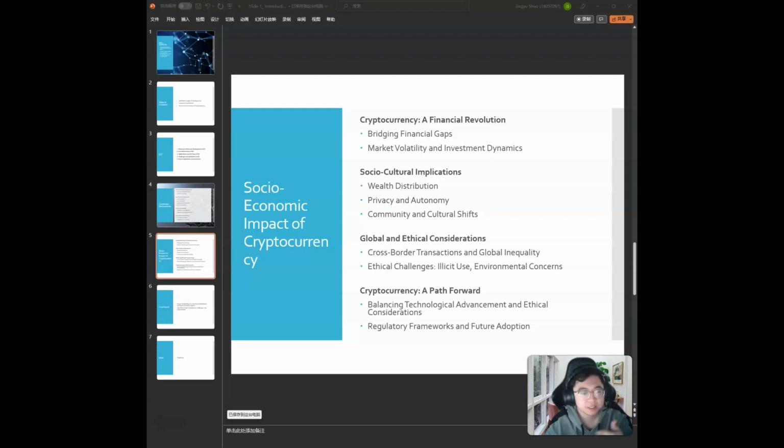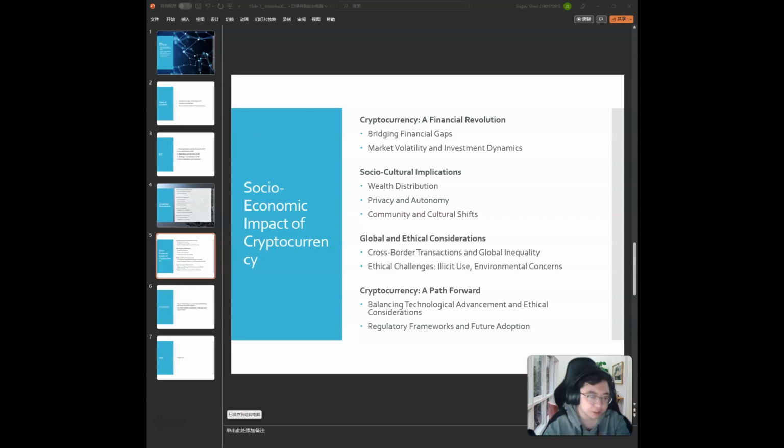Market volatility. The volatile nature of cryptocurrency prices, driven by speculative trading, presents both opportunities and risks within the financial markets. Where traders might reap profits, the volatility also cultivates risk and instability in the economic ecosystem.